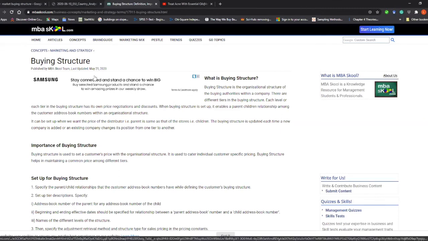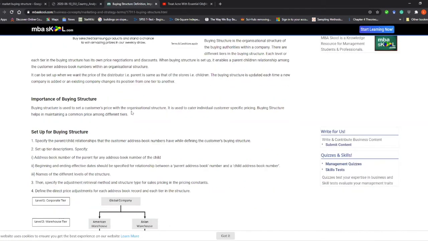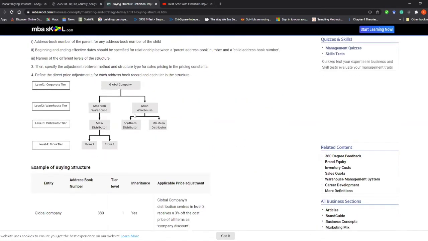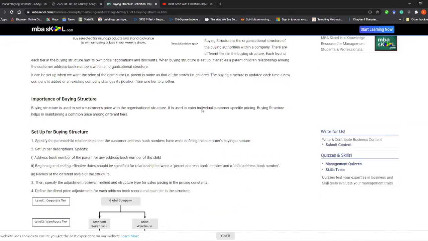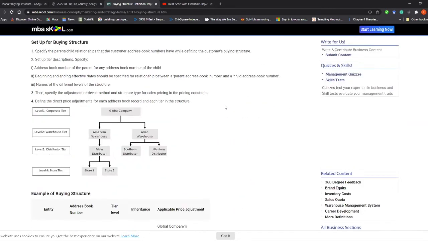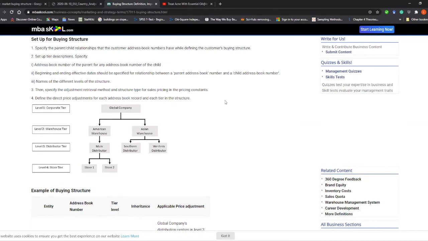Okay, so I opened mbaschool.com to look at the nature of buying structure. They are saying that buying structure is the organizational structure of the buying authorities within a company. There are different tiers in the buying structure, and each level or tier has its own price and price negotiations and discounts. Moving down to the setup of the buying structure, we can see that it is in tiers. So they look at the corporate tier, the warehouse tier, the distribution tier, and the store tier.